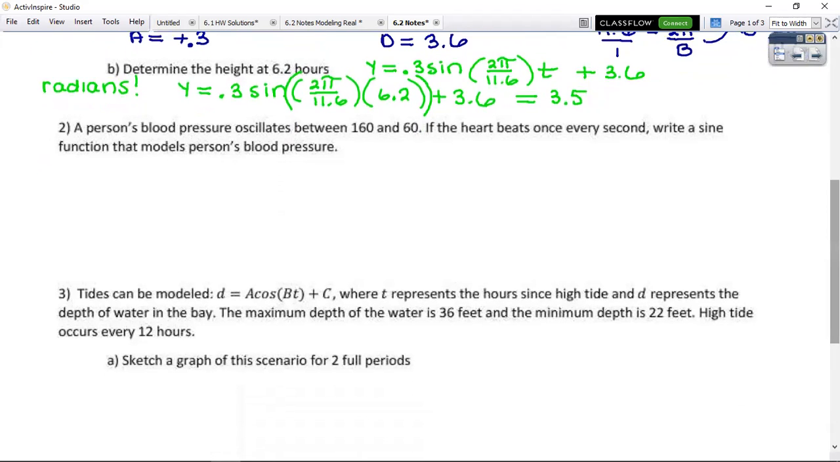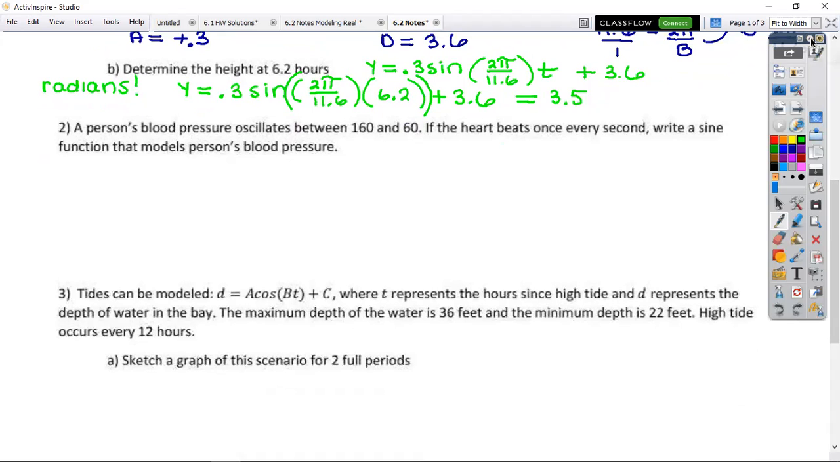Here's another real life example. So this is blood pressure. So blood pressure is going to oscillate between 160 and 60. So what do those refer to? What am I going to label them as? 160 is mine. Yep, max and min.